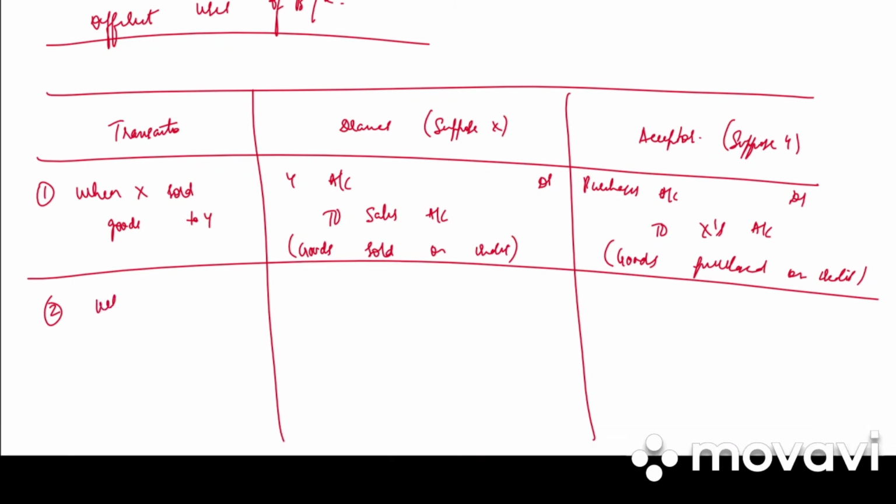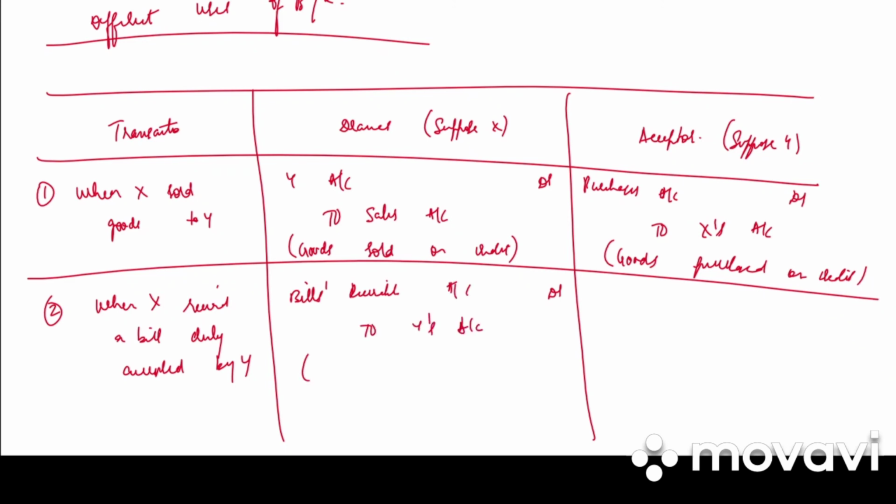Next, second entry, when X received a bill duly accepted by Y. So in the books of drawer it is bills receivable account debited. Write the full form, bills receivable, to Y's account, in bracket acceptance received. Then in the books of acceptor, X account debited to bills payable account, in bracket acceptance given.